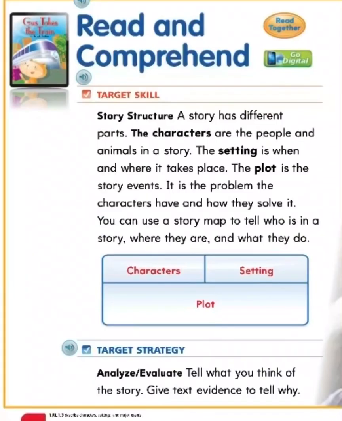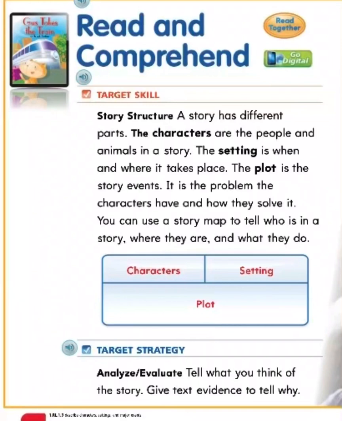Read and comprehend. Target skill. Story structure. A story has different parts. The characters are the people and animals in a story. The setting is when and where it takes place. The plot is the story events. It is the problem the characters have and how they solve it. You can use a story map to tell who is in the story, where they are, and what they do.